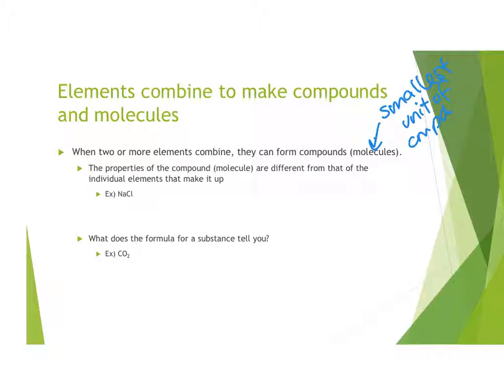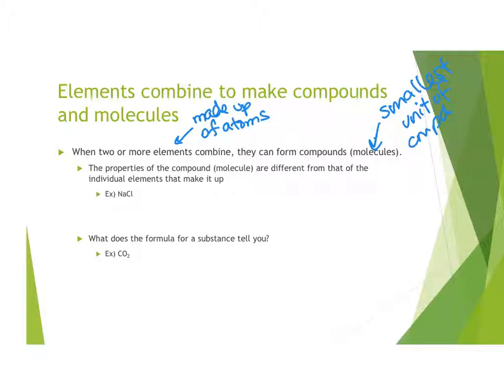What is the smallest unit of an element that retains the properties? So the atoms are the smallest unit of an element that still make up those properties. What that means is I can have one atom of aluminum and it's still going to have the same properties and behaviors of aluminum. But if I break it down into the protons, neutrons, and electrons, it no longer has those same properties. It's important to remember properties of a compound are different from that of the individual elements that make it up.